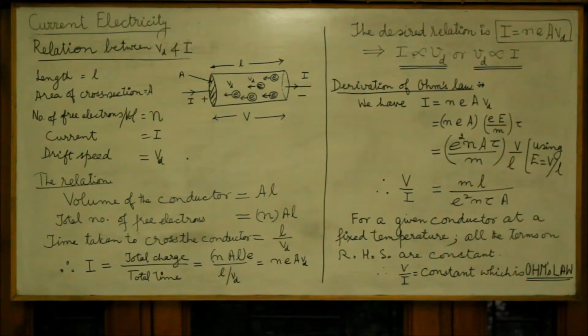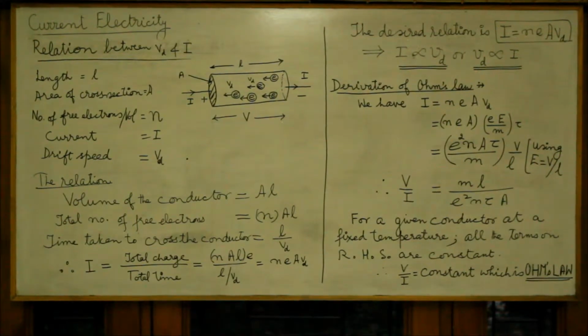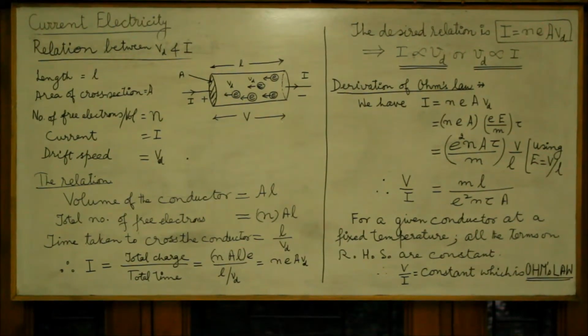So the desired relation between current and drift speed is I is equal to neAVd, which implies current is proportional to drift speed, or drift speed is proportional to current. The relation I is equal to neAVd also helps us to derive Ohm's law, which gives us the relation between potential difference and current, and you have already studied this relation in class 10.